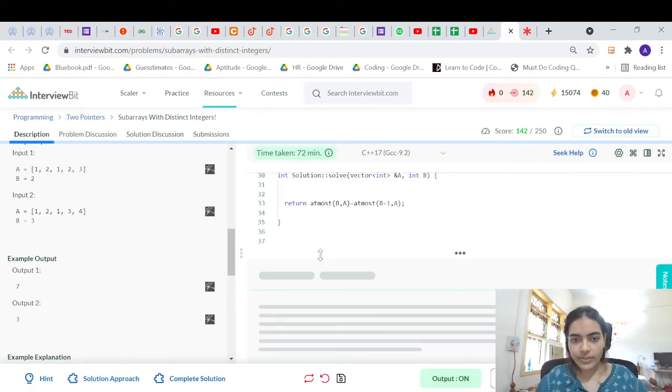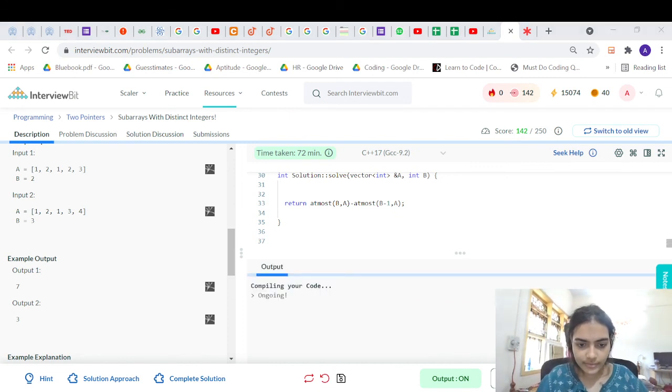And let us submit the code and see if it's working. So it's working. That's it.